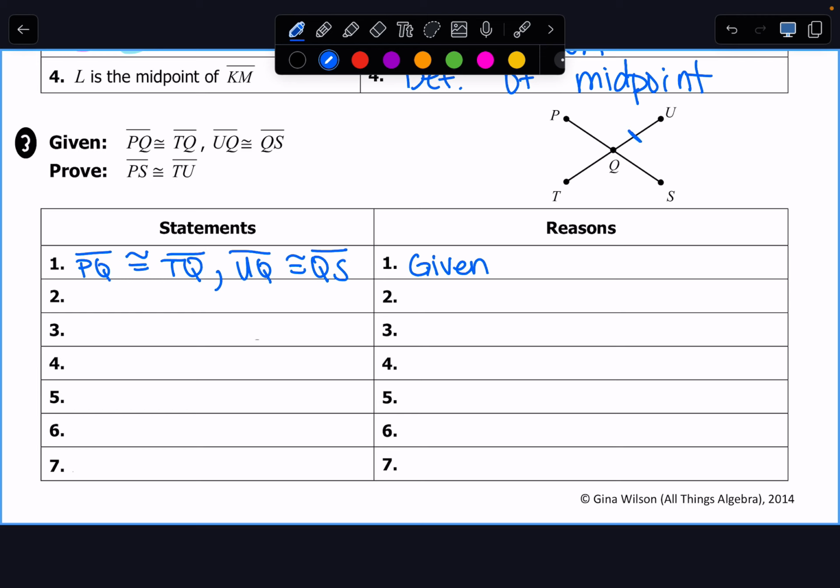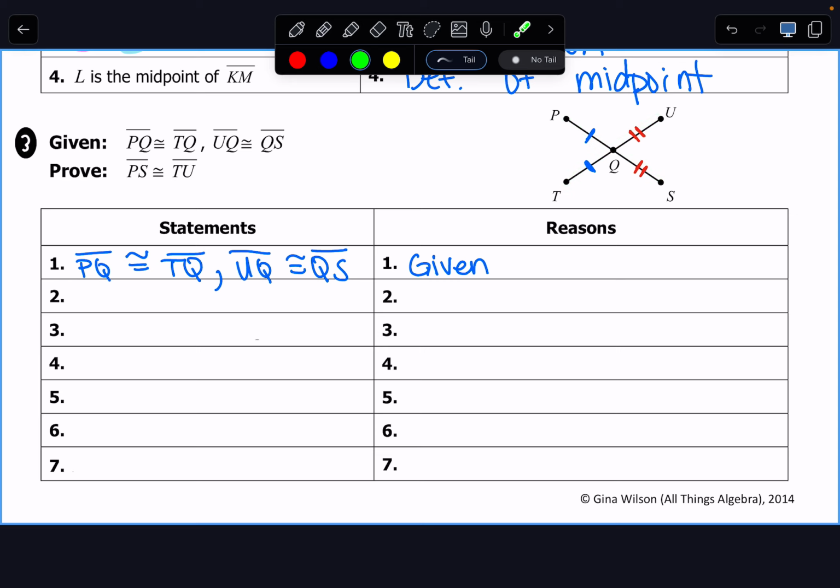UQ is congruent to TQ. Wait, hold on. No, sorry. I read it wrong. PQ is congruent to TQ, and UQ is congruent to QS. There we go. So I want you to just look at that picture. Our goal is to prove that PS and UT are congruent.